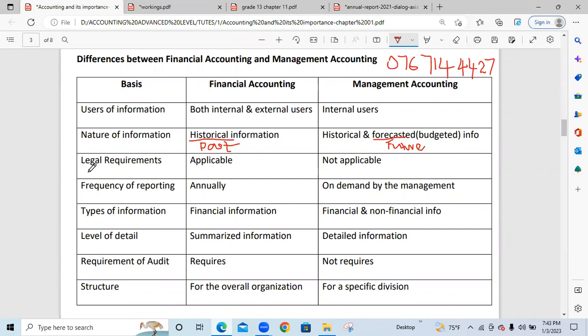Then when it comes to management accounting, what do you think? Are you talking about the past or the future? If it's management, mainly past or future? Management accounting is mainly about the future. But in order to plan your future, what do you need?